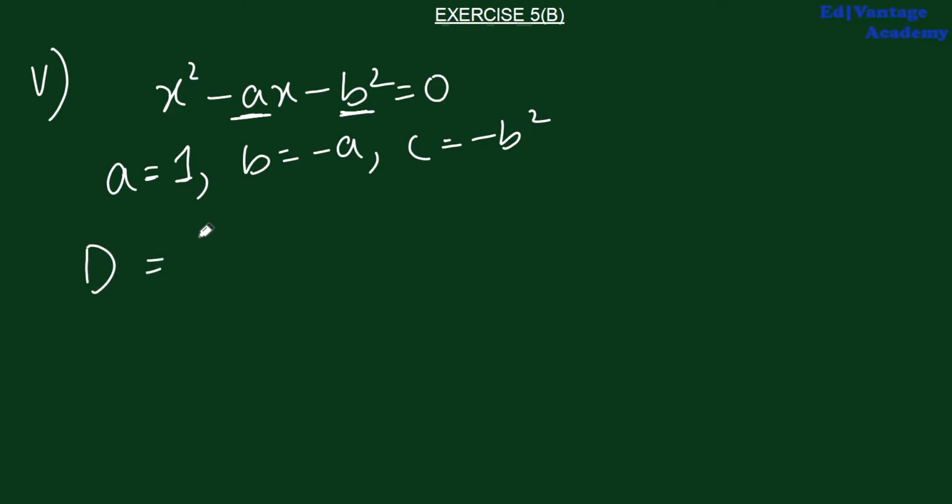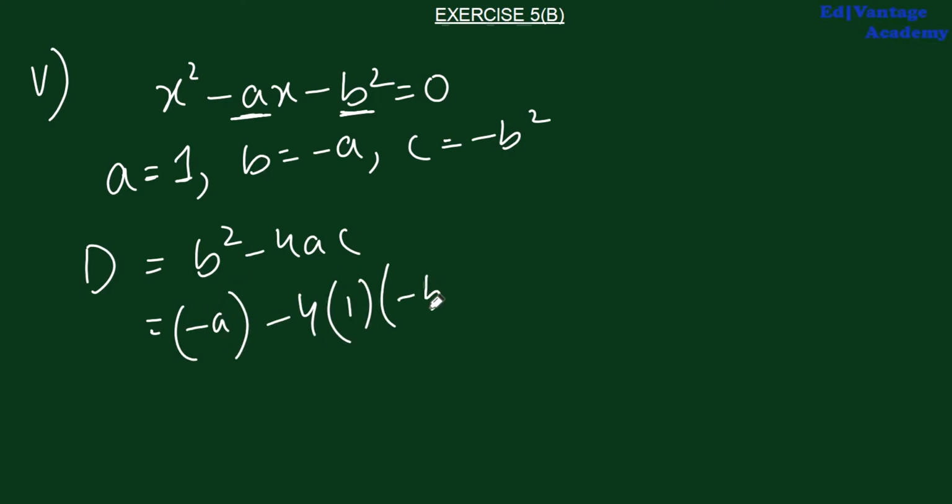So d is equal to b square minus 4ac. So b we got minus a, minus 4 into a is 1, c is minus b square. So square of minus a is positive, a square, and minus into minus is plus, 4 into b square is 4b square. So we got d is a square plus 4b square, but we didn't get to know whether d is greater than 0, equal to 0, or less than 0.